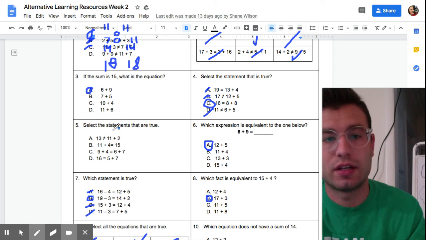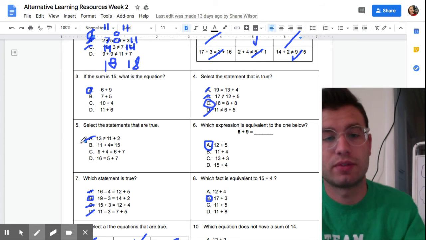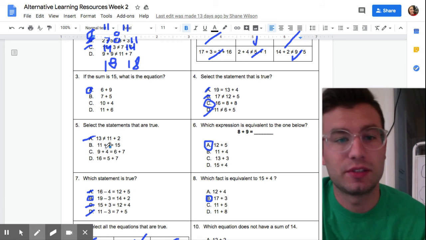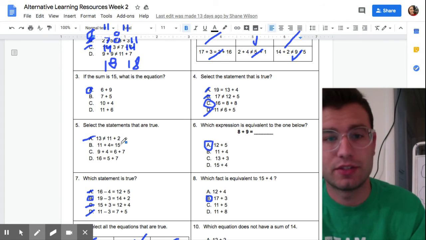13 is not equal to 11 plus 2. I know 13 is 13. 11 plus 2 is 13. So 13 is not equal to 13. That's false. Cross that one off. B, 11 plus 4 is equal to 15. Is that true? 11 plus 4 is 15. 15 equals 15. Yeah, that's true.